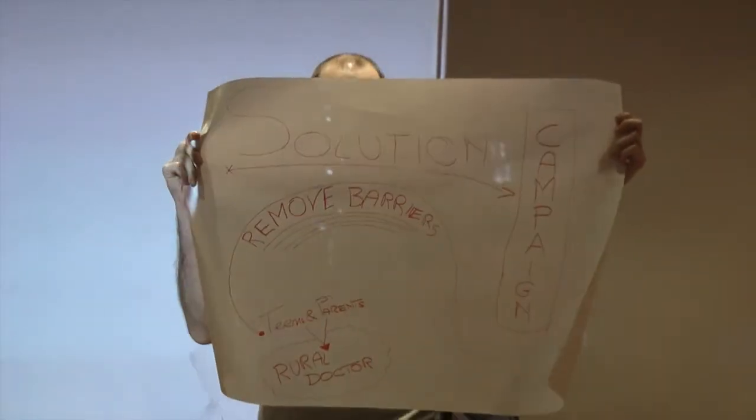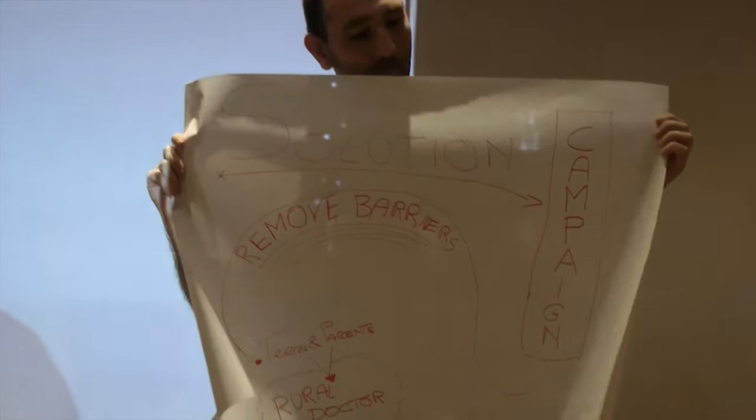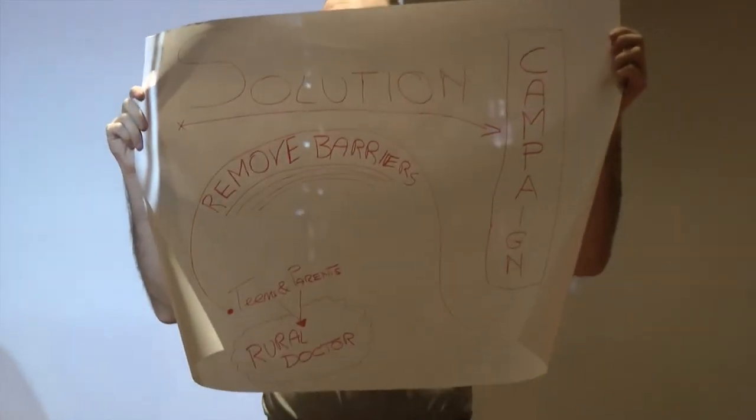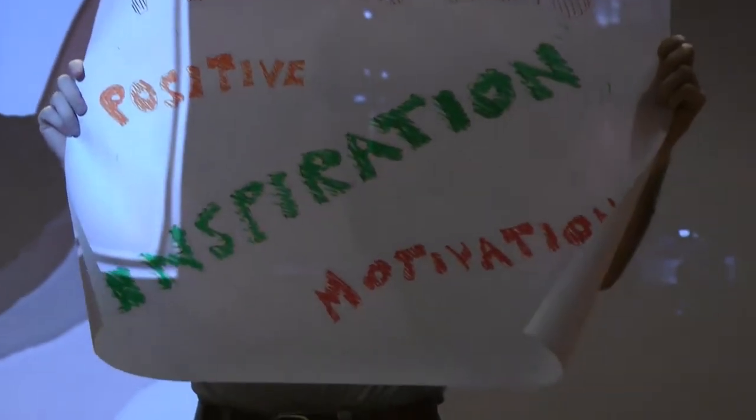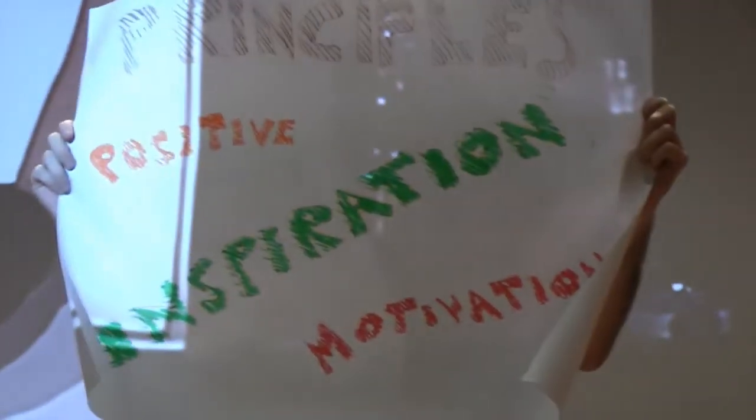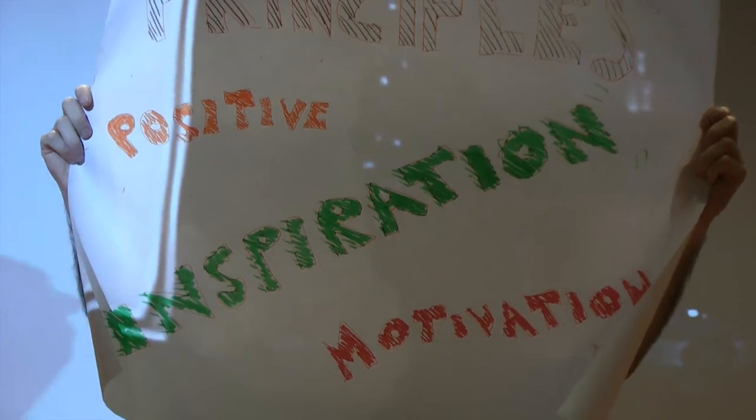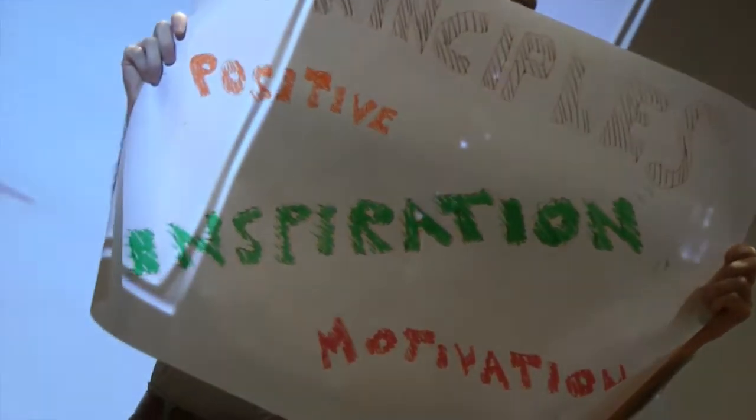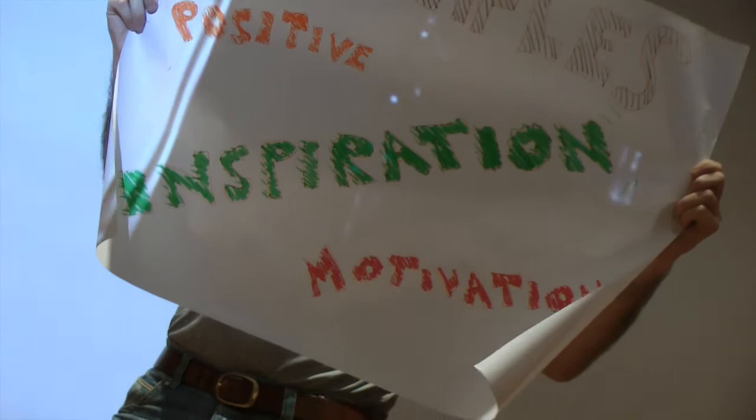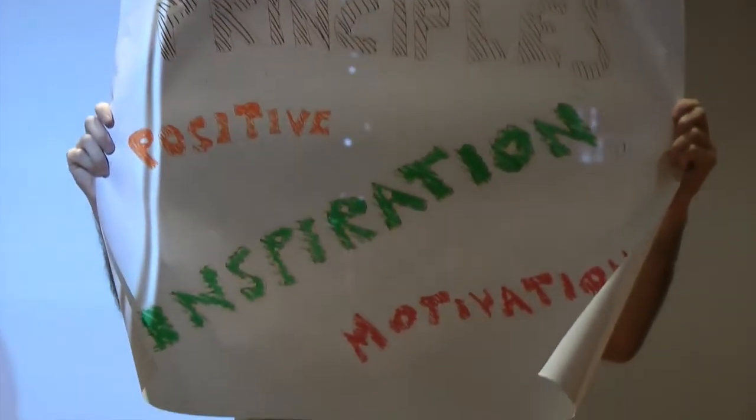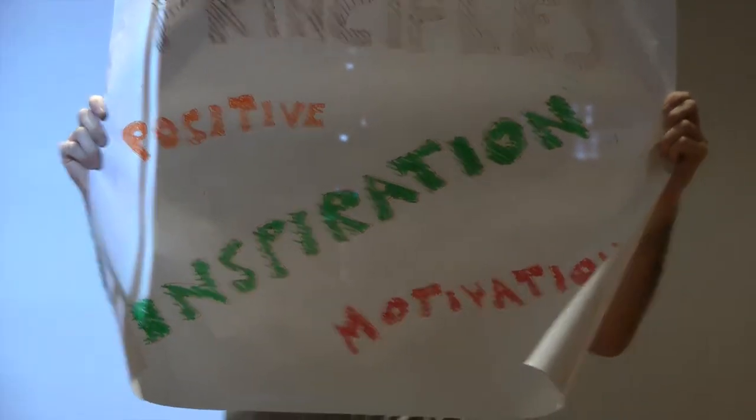So, our solution. Our solution is to create a campaign with social media like YouTube or Facebook or Instagram, in order to remove barriers and to increase the quality and also the number of rural doctors in the rural area. So the principle of how we want to design this campaign is it has to transmit the positive image and the positive aspects of rural medicine to the people, so they see that this is actually a career that is attractive and interesting and exciting.